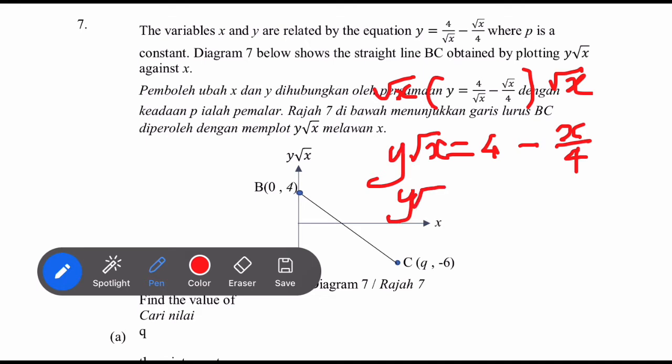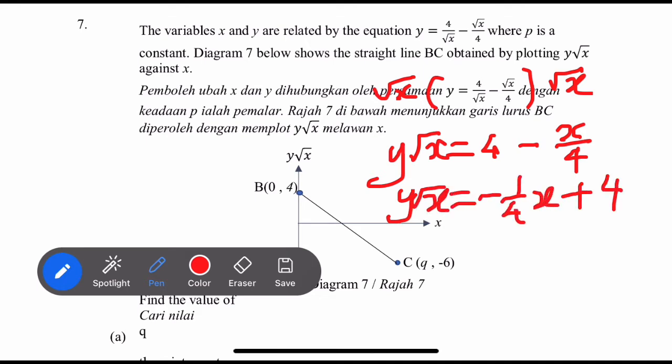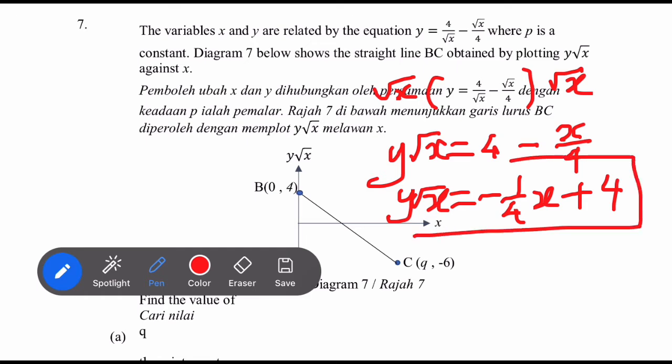Always focus on the big X. So y square root x equal to negative 1 over 4 x plus 4. Write it again as y equal to mx plus c. The y now is a big Y, and the big Y consists of small y and square root of small x, right? Then you can read the gradient is negative 1 over 4, and the c is actually 4, right?